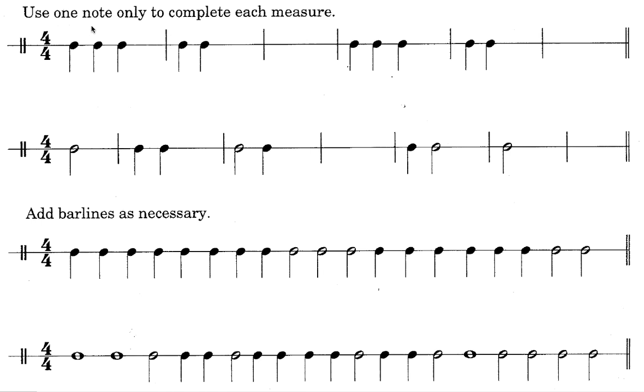We're trying to use one note only to complete each measure in this first example. As you can see, the time signature is 4-4, which means there are 4 quarter notes per measure, meaning 4 beats per measure. Each quarter note gets a beat, right? As you can see, the measure ends here.